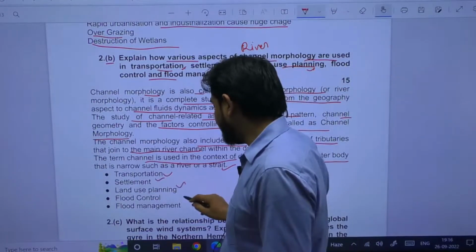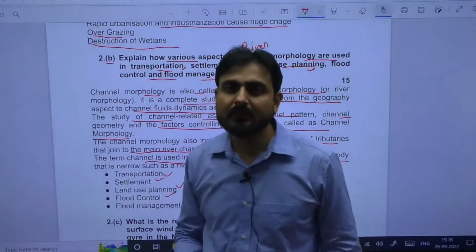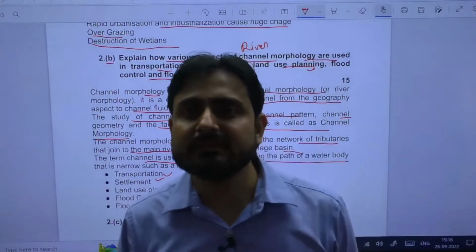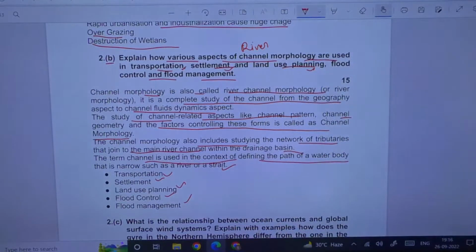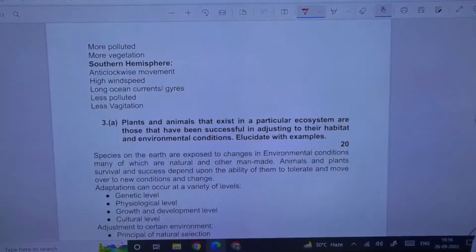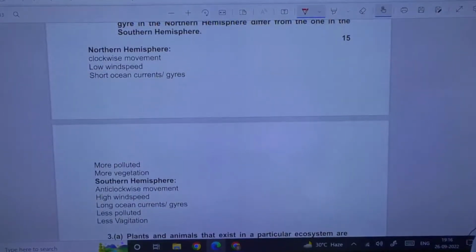So I think on 5-6 topics you can write 2 to 3 lines, so you will justify the answer. You will satisfy the requirement of the answer.